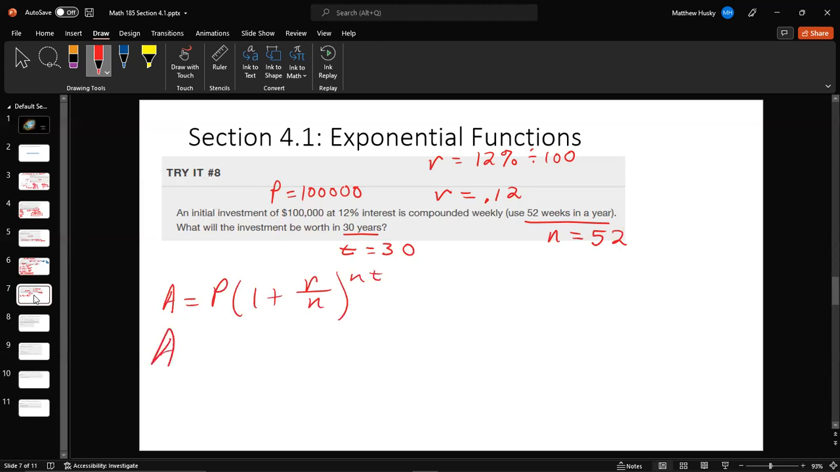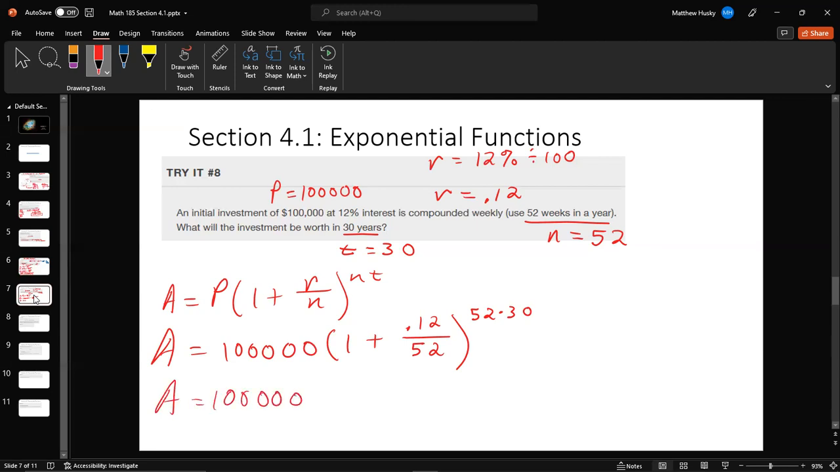Let's see. So what is this? We have 100,000. We've got 1 plus 0.12 divided by 52. And then we're going to raise that to the power of 52 times 30. Let's find out what 52 times 30 is. That is 1560. That is a big number. So 1 plus 0.12 over 52, and we're going to raise that to the power 1560.